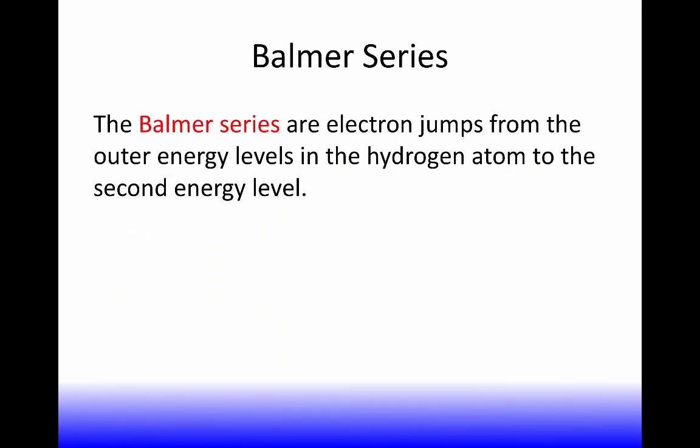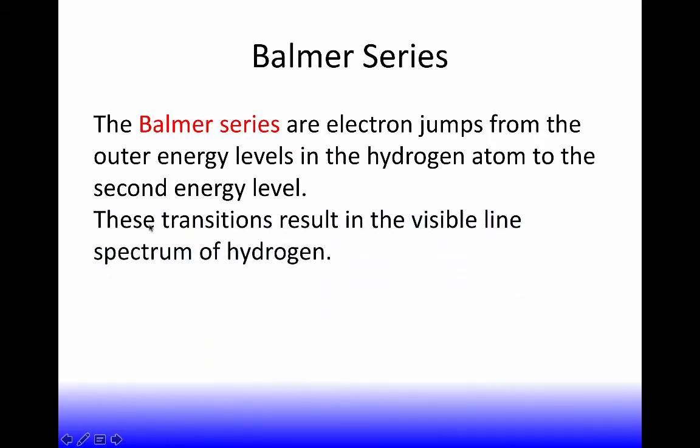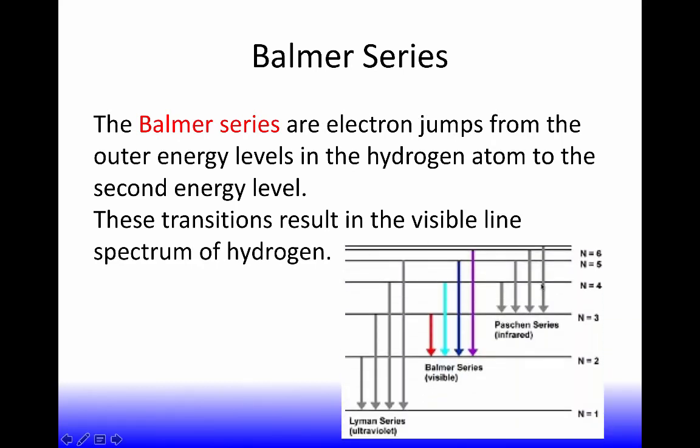Now, that visible range of light coming from hydrogen is called the Balmer series. The Balmer series are electron jumps from the outer energy levels in the hydrogen atom down to the second energy level. These transitions result in this visible line spectrum. So we see 4 lines. We're talking third to second, fourth to second, fifth to second, and sixth to second. So those are shown here. Those are the lines that we can actually see.